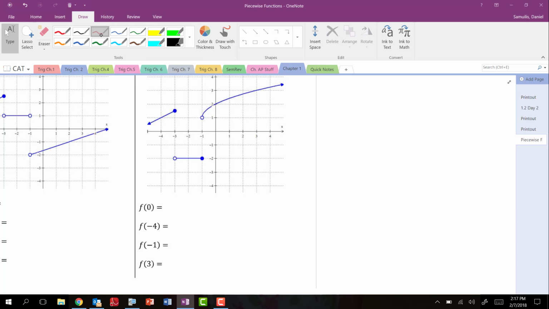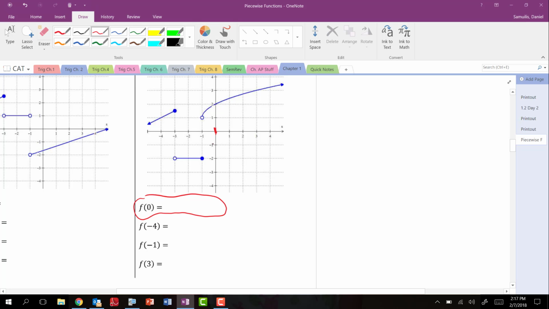What do you think f of 0 is? This is the first graph, second, third. Which graph should I look at in order to analyze f of 0? First, second, or third? It's actually third, because f of 0 is for x. And 0 for x, actually, this is where the graph exists. Now that I just did that, what's f of 0?